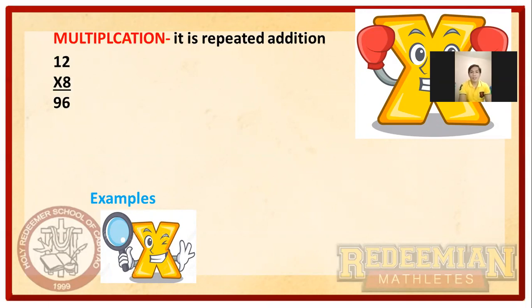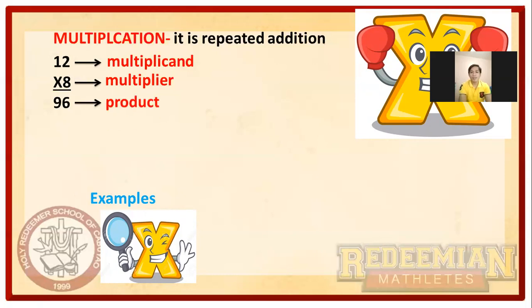So 12 times 8 equals 96. That's an example of a multiplication sentence. 12 is called the multiplicand. Then 8 is called the multiplier. Then 96 is called the product. So the product is the answer of multiplication. Then the multiplicand and multiplier are called factors. So factors are the numbers that we multiply.